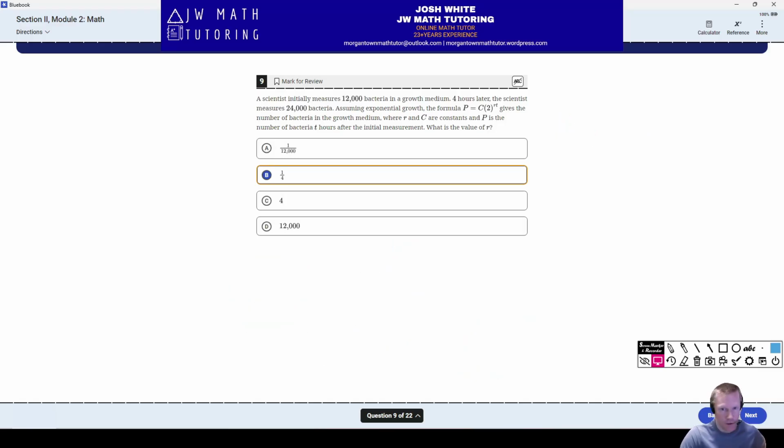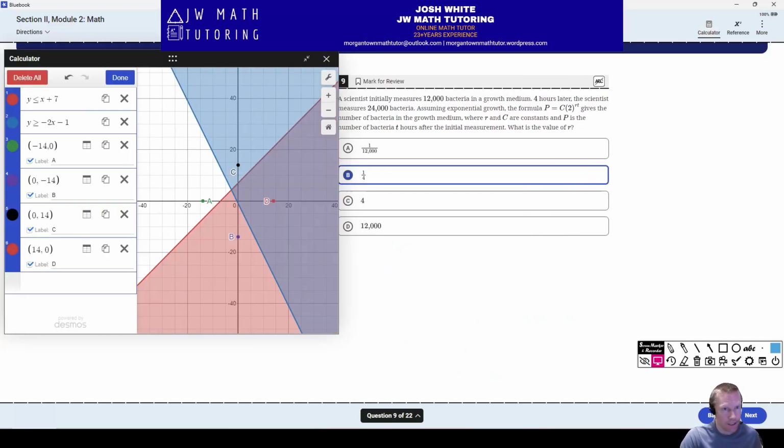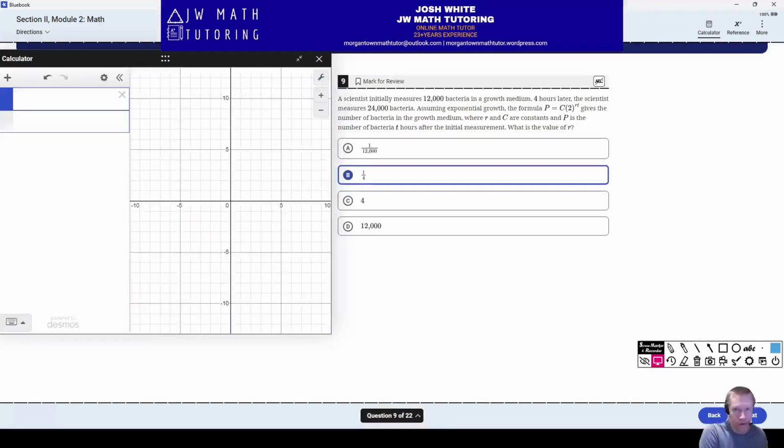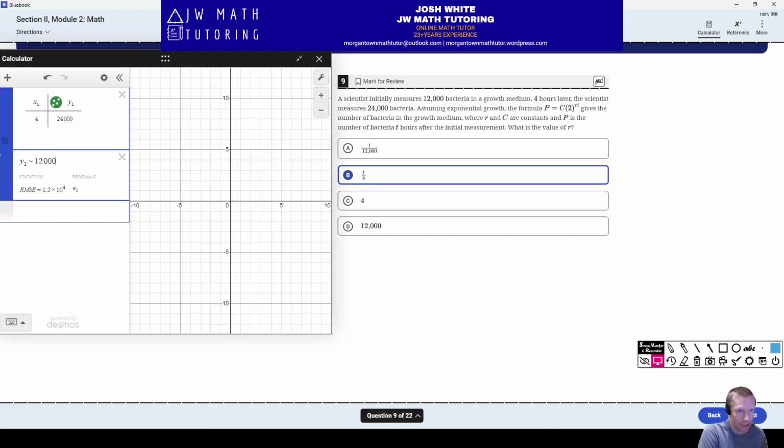Now, here's how you could solve this entirely in Desmos. So we have a point, so we'll type that in our table first. 4, 24,000. Then we have a general model, which is, now C here is 12,000, so we have to type that in. 2 to the R, and then T is the same as X1 here.